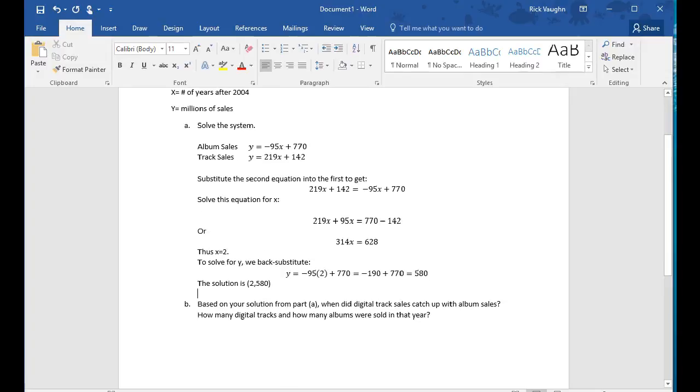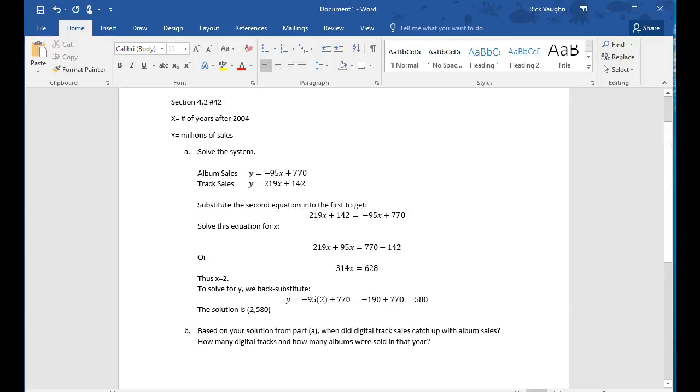All right, so now we're going to say what this means down here in Part B. So based upon this solution, when did digital track sales catch up with album sales? They want to know the x. So this is x equals 2, but remember, x isn't just the year. x is the number of years after 2004. So since x is equal to 2, the year when the sales caught up to each other was 2004 plus 2 is 2006.